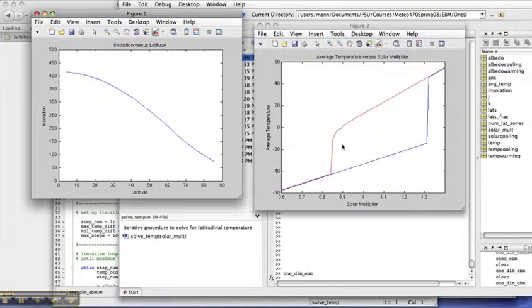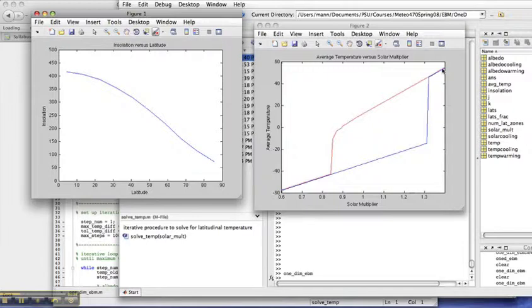And it is now varying the solar constant. We're describing that through a solar multiplier. So it varies the solar constant from 40% larger than its current value, a multiplier of 1.4, all the way to 40% lower than its current value, a multiplier of 0.6. And a multiplier of 1 is the current value of the solar constant.